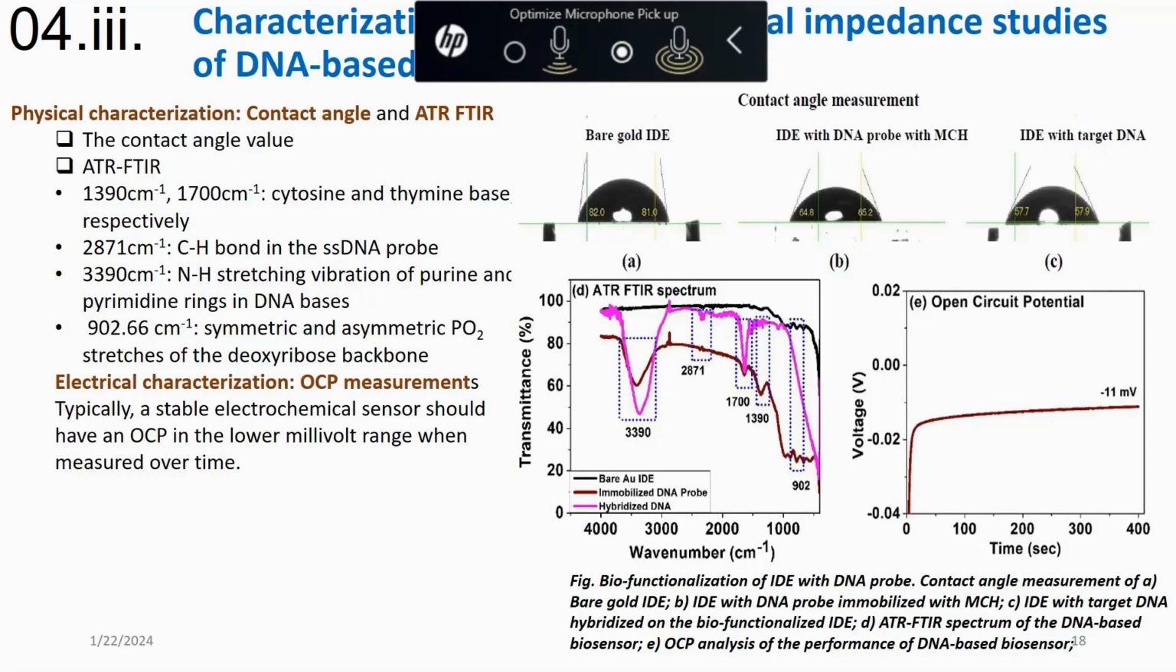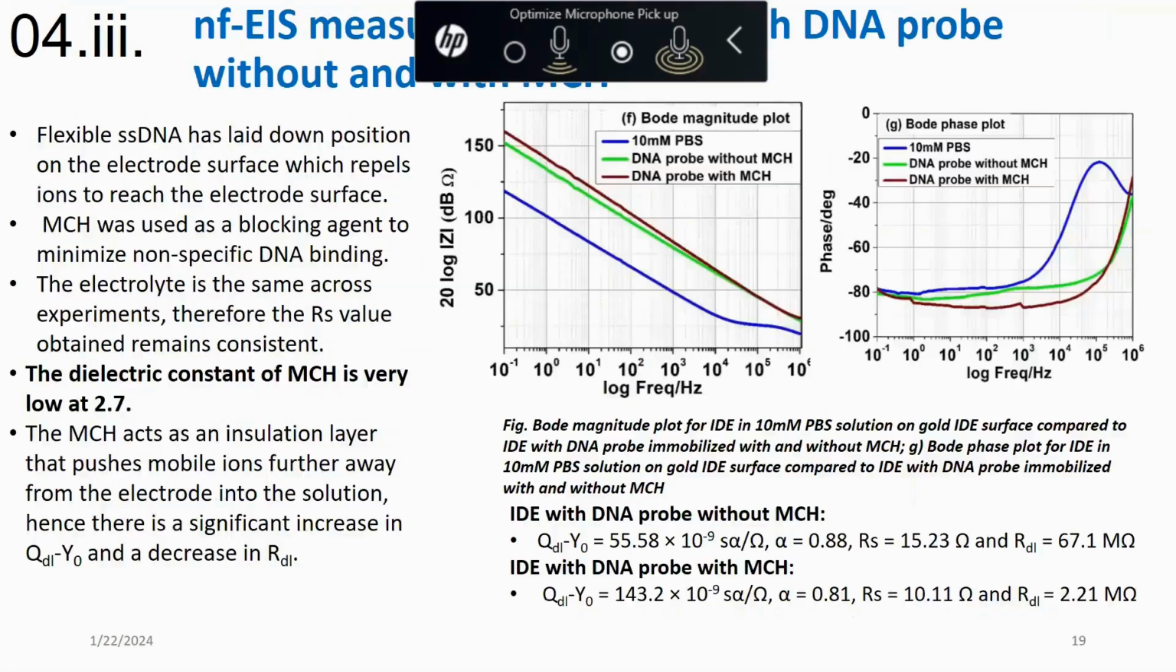Contact angle measurements and FTIR, indicating the peaks of DNA. These were some of the characteristic measurements done on the IDE surface. EIS also served as a platform for the electrochemical characterization. All of these measurements were performed in PBS because it was a non-faradaic approach.